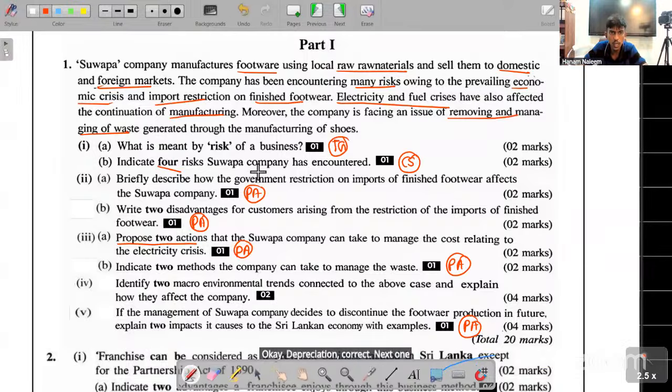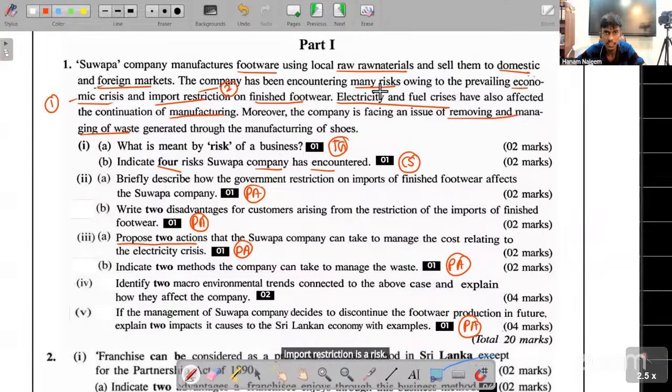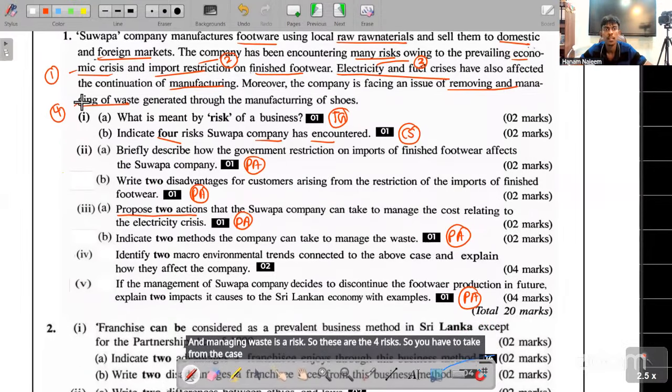Indicate 4 risks Suapa company has encountered. Say me the risks they went through. One is economic crisis. Import restriction is a risk. Electricity and fuel crisis is a risk. And managing waste is a risk. So these are the 4 risks. You have to take them from the case study directly.